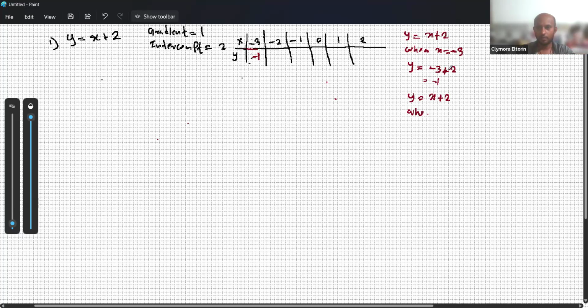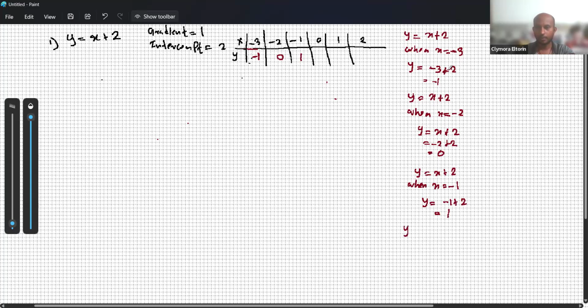Then what's the next one? Let's consider when x equals minus 2, what happens? Y equals x plus 2, minus 2 plus 2 means the answer is 0. Here 0. Next one. Y equals x plus 2 when x equals minus 1. What happens? Minus 1 plus 2 means plus 1. Here plus 1.